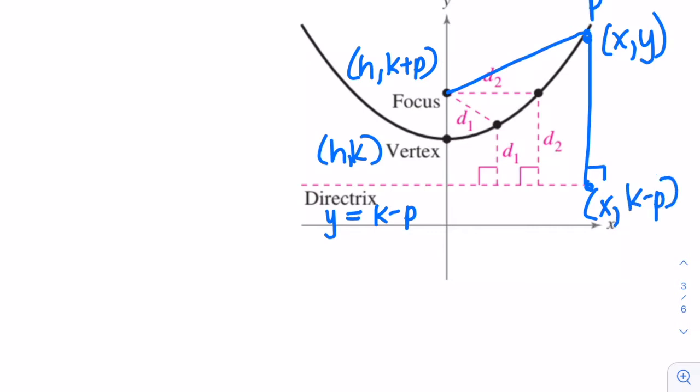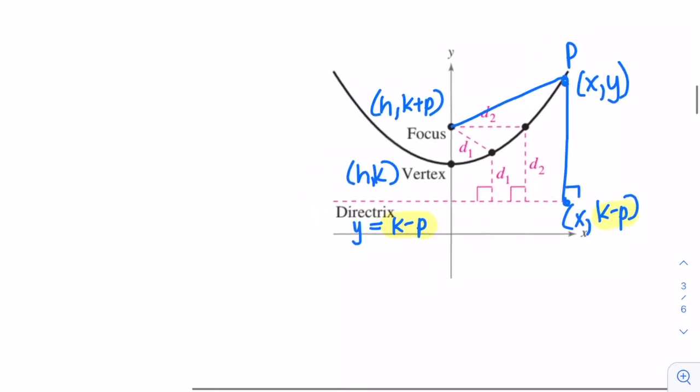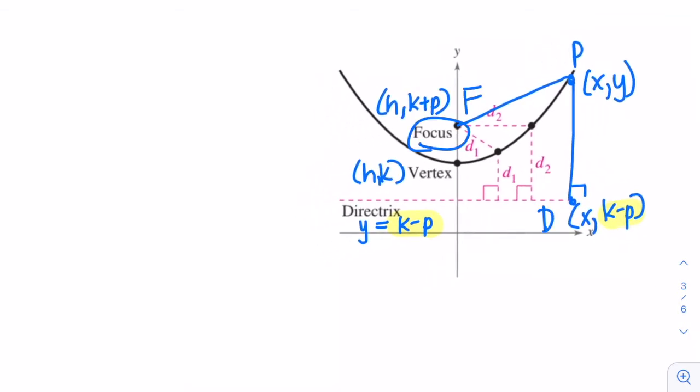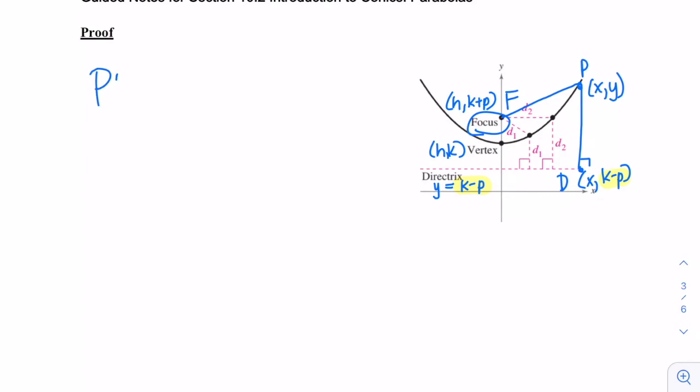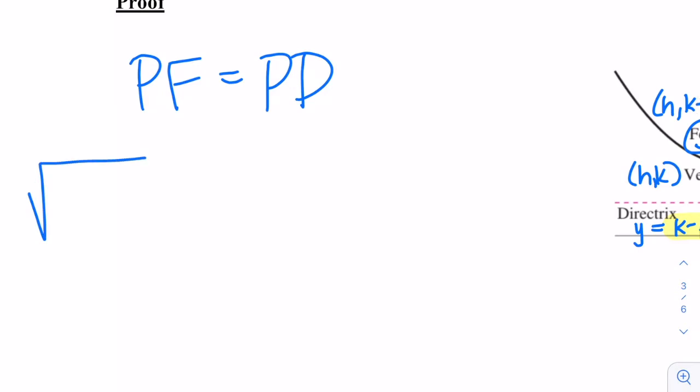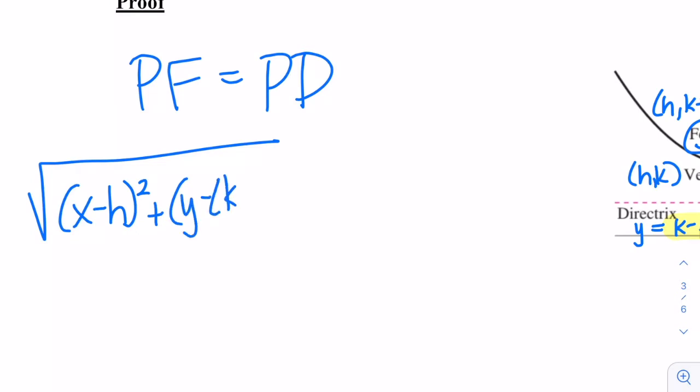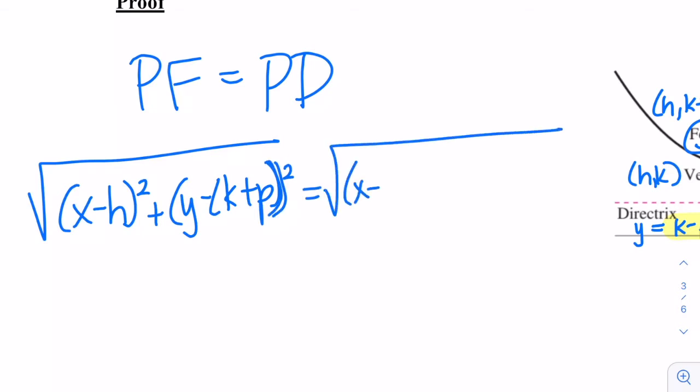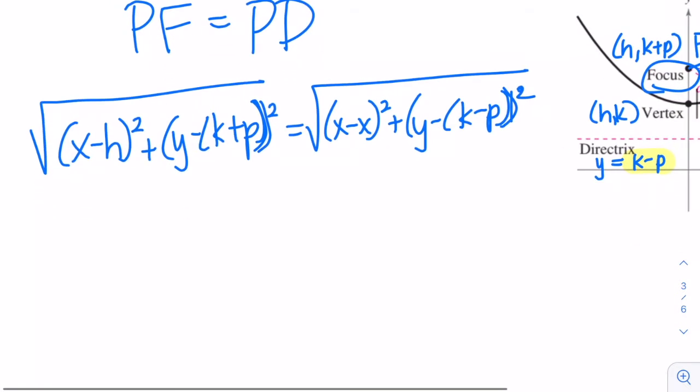Right, so we have that equation already over here. So let's identify these values, lengths PF and PD. So PF has to equal PD. So I'm just going to plug these values in. So we know that looking at the distance, this will be x minus h squared plus y minus k plus p squared. That's going to equal, well, it's x minus x squared plus y minus k minus p squared. Okay, all right, so let's simplify this a little bit.